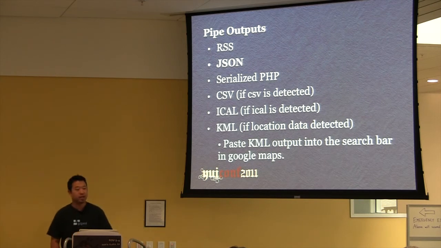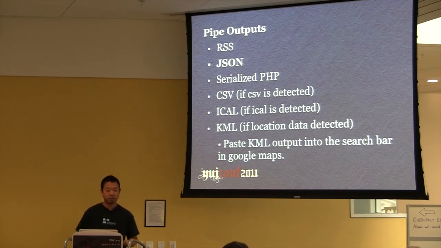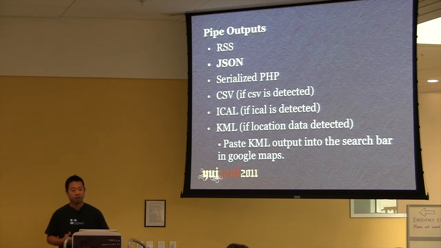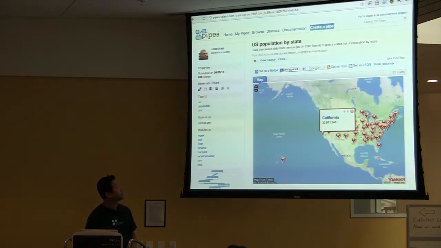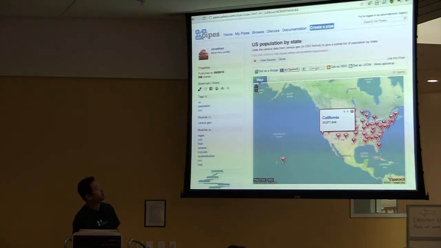So here are the various pipes outputs that are available to you. RSS, JSON, and serialized PHP are always available. CSV, YCal, and KML are optional depending on if that pipe supports that output. And the cool thing with KML is that you can actually paste the KML pipes output into the search bar in Google Maps. And here's an example of that.